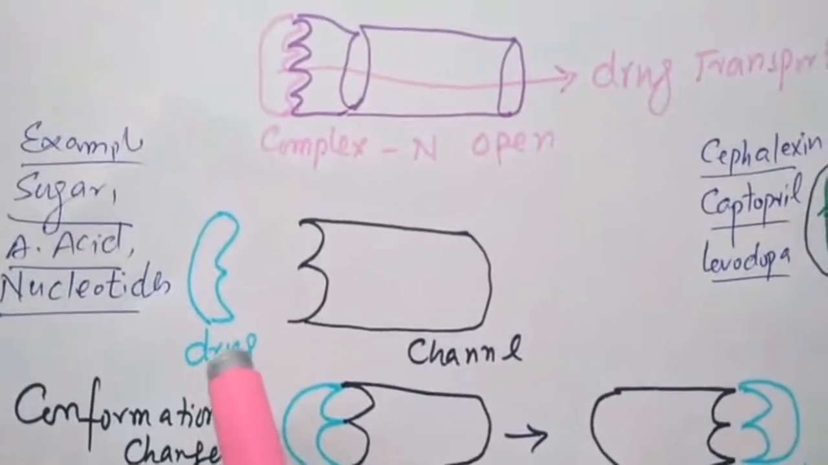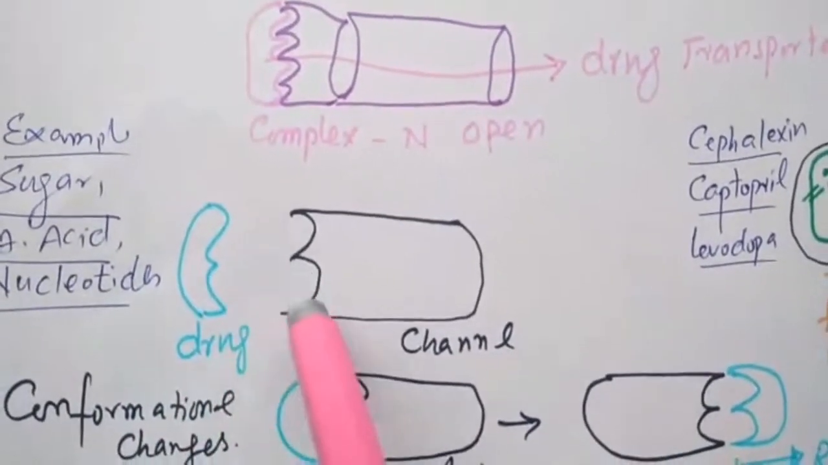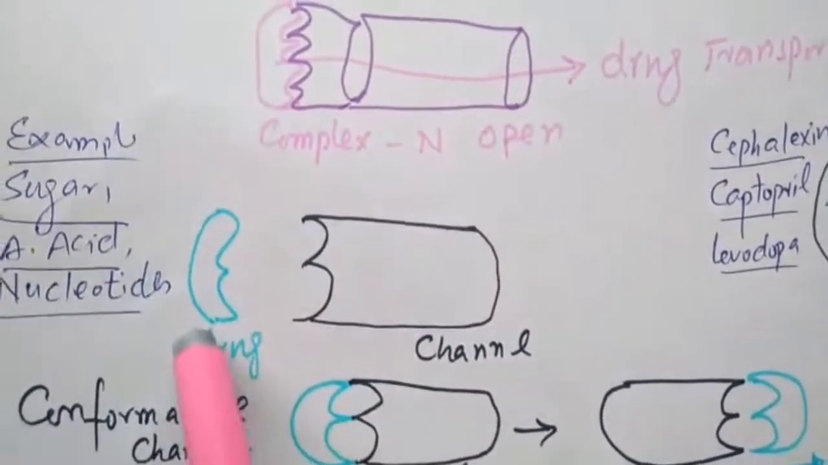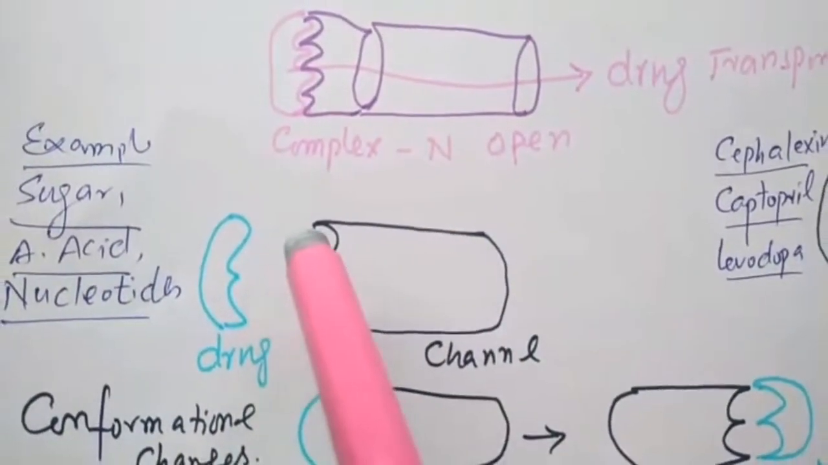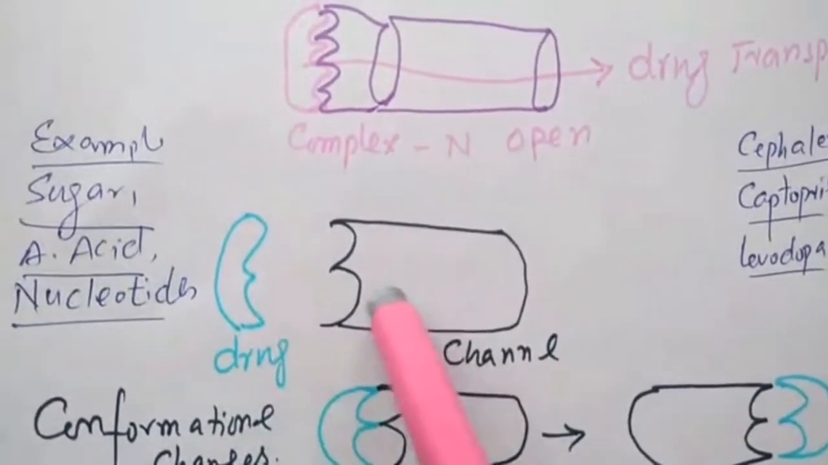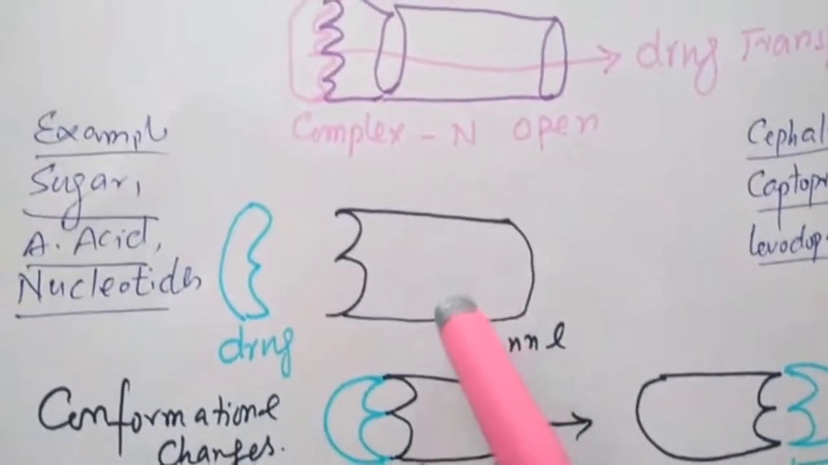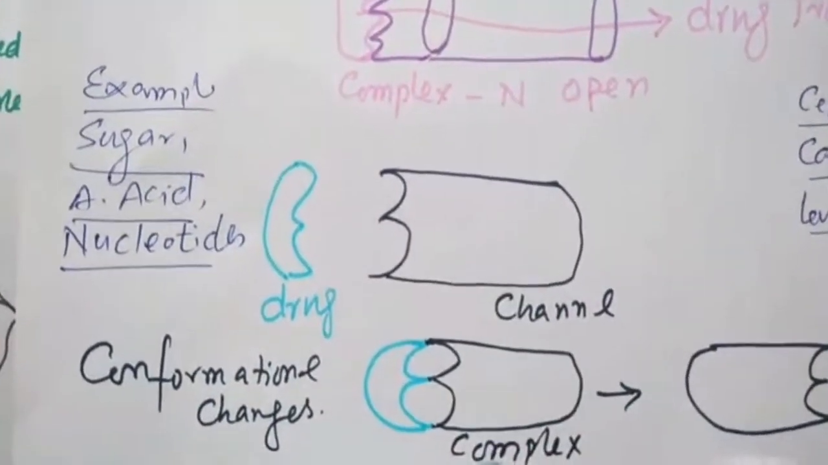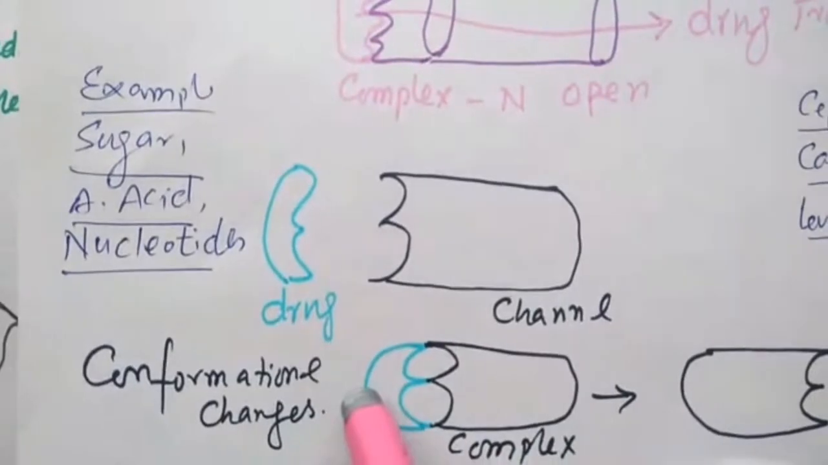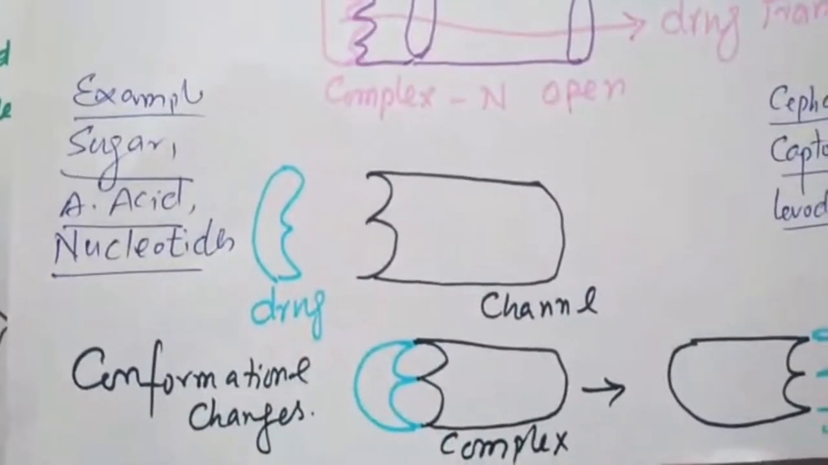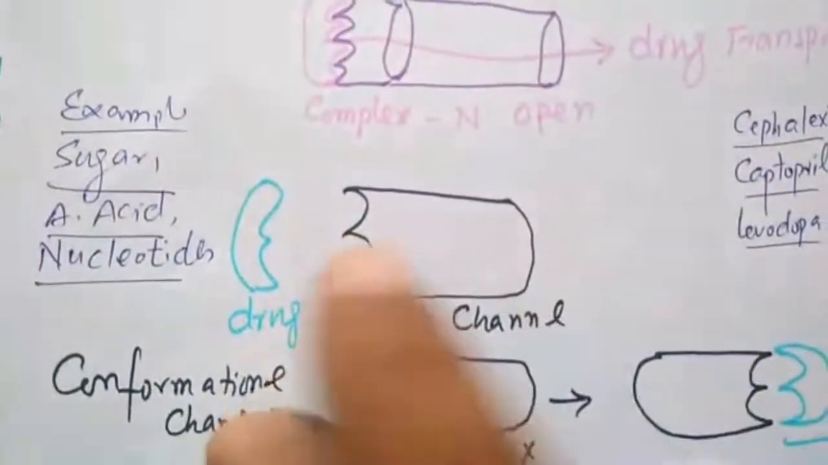Or sometimes this drug forms a complex with a special protein at the cell surface. This complexation of the drug and this channel induces conformational changes. Now look here, this is the channel, the drug, and the biological membrane on this side. Once the complex is formed, there is conformational change and twisting.